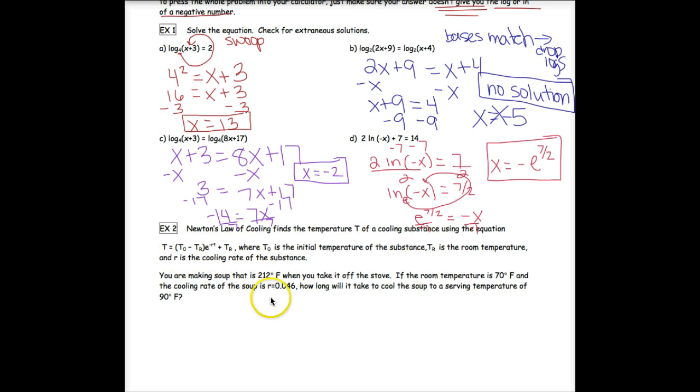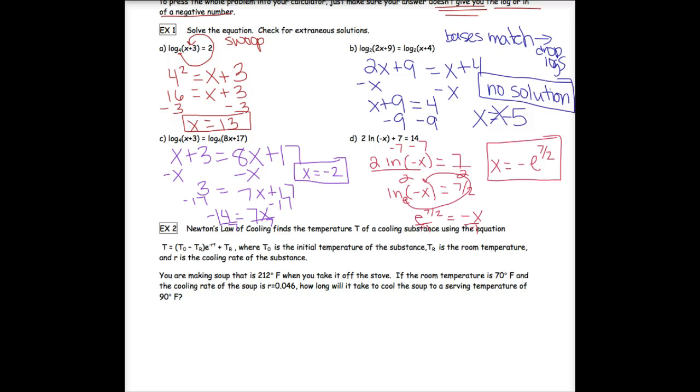It tells you what they stand for. Notice that we've got an E here as well. So it says you are making soup that is 212 degrees Fahrenheit when you take it off the stove. If the room temperature is 70 degrees Fahrenheit and the cooling rate of the soup is 0.046, how long will it take to cool the soup to a serving temperature of 90 degrees Fahrenheit?